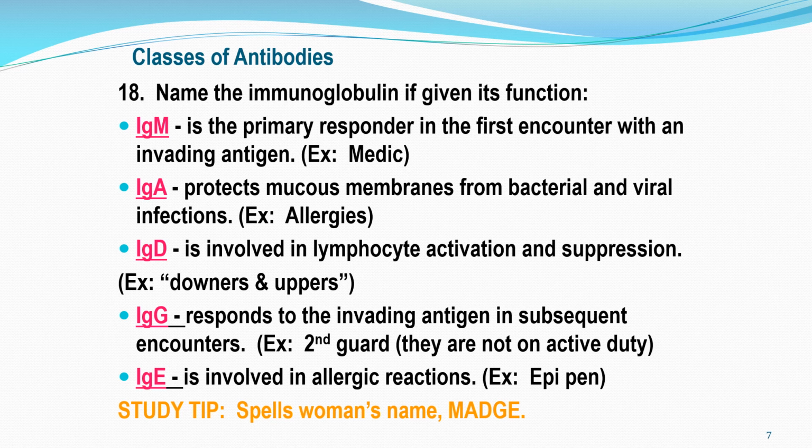So then we have IgE. It's involving allergic reactions. Think of E for EpiPen. If a bee stings you and you have an allergic reaction, you get your EpiPen out and it stops it from going forward. That's just a good study tip. And remember, you spell out the woman's name, Madge, M-A-D-G-E. So as you're trying to memorize all these immunoglobulins and how they respond or their function, use the word MADGE to remember each one of them, and then use these study tips to remember what they're responsible for.